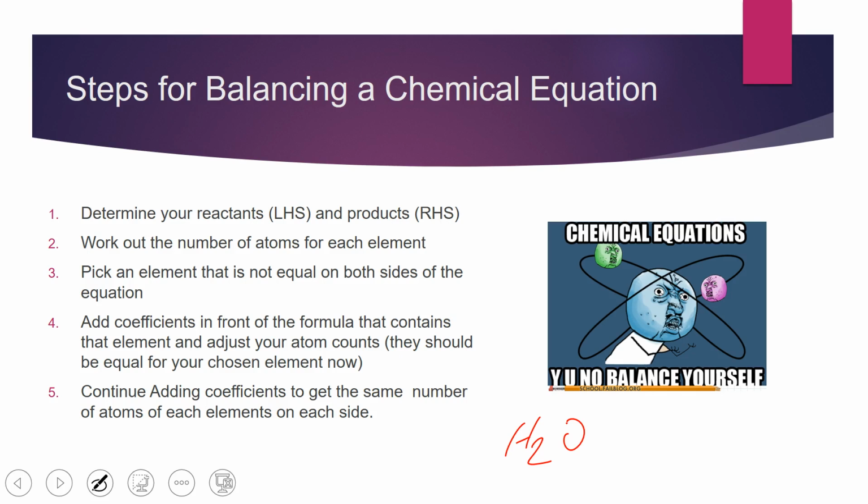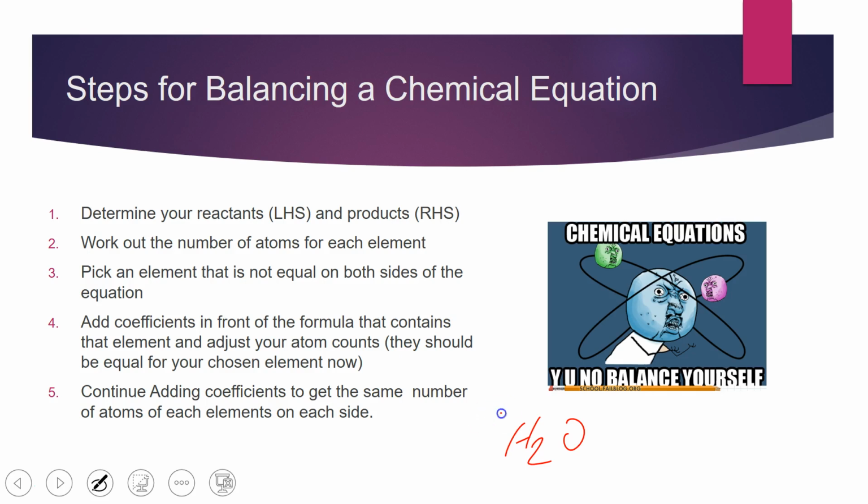Once we do that, we can add the coefficients in front of the formula to help them balance out, remembering that when we add a coefficient, we are multiplying by that number. It's like putting a number outside a bracket in algebra. So the coefficients multiply out the number of elements in that compound.